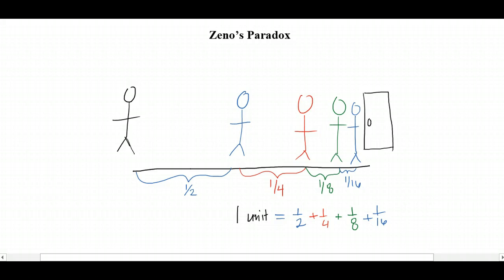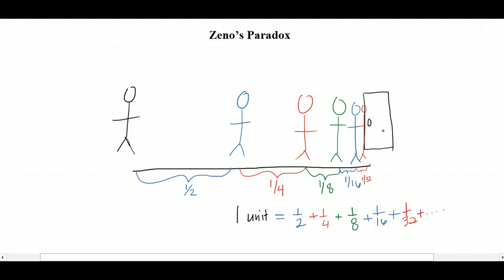So far we have that 1 unit is 1/2 plus 1/4 plus 1/8 plus 1/16 plus, well, he's going to have to go another halfway. If he's going to get all the way to the edge here, he's going to have to go another halfway, which is a distance of 1/32 of the original length. And so on and so forth.